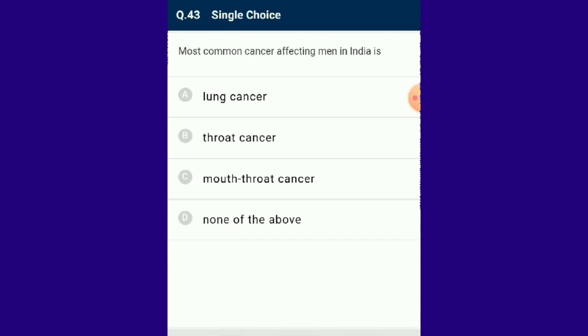Question number 43. Most common cancer affecting men in India. Mouth cancer, also known as oral cancer, is referred to any cancerous growth of the tissue located in the buccal cavity. So the answer for this question is option C. Mouth cancer is the most common cancer affecting men in India.